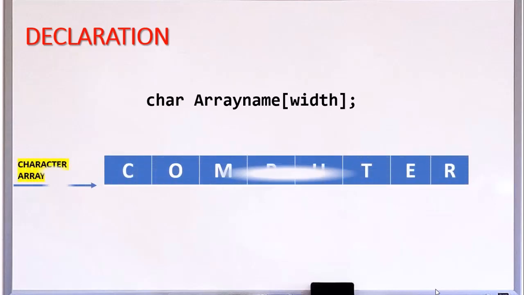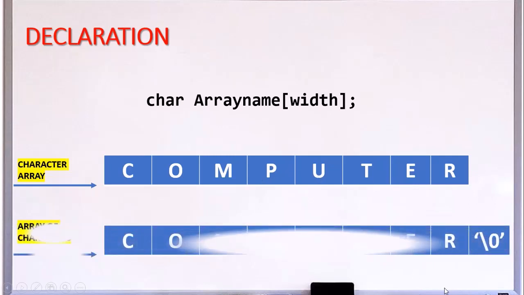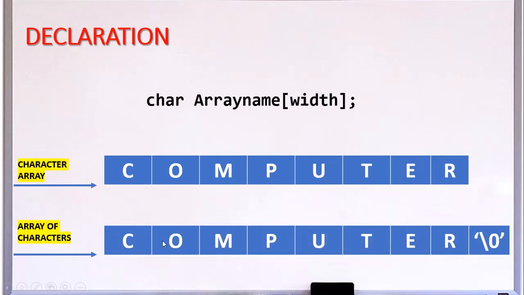So while declaring, what are the main differences there? First of all, we will declare with char, array name, width, isn't it? Because it is an array, right? So when we talk about a character array, it will be like the word computer. The screen is visible to you. Now if I talk about an array of characters, the word will be like this in the array, but at the end one null termination will be there. That is \0 will be there, right?